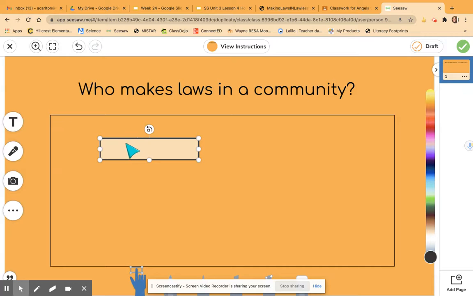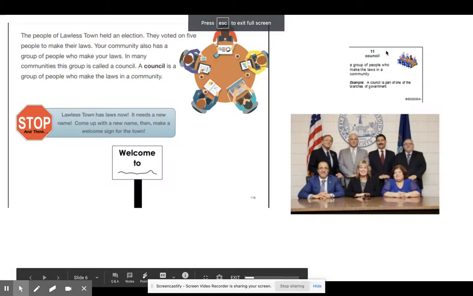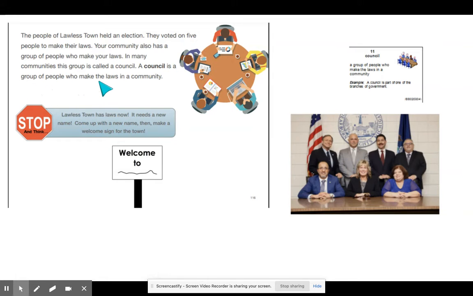Now, if you don't know who makes the laws, rewind this video just a little bit to go back where I'm explaining this. Who makes the law? Well, let me reread this part right here. A council is a group of people who make the laws in a community. These are also lawmakers.